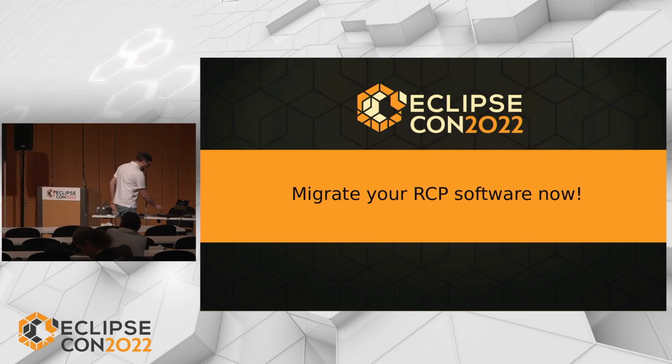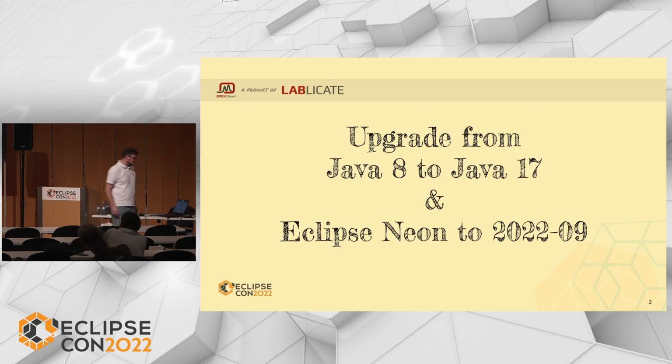So what I would like to show you today is how to upgrade your application from Java 8 to Java 17 and how to upgrade your application from an older RCP application to a new one. The latest one we have at the moment is 2022-09, the recent one.